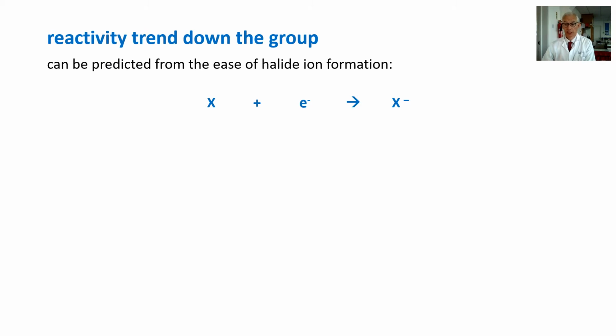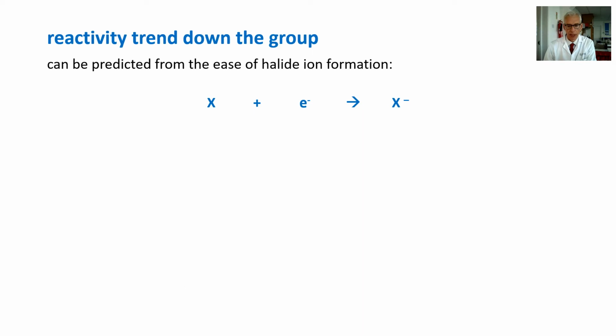It is possible to predict the trend in reactivity down the group, that is down group 7 of the periodic table, on the basis of first principles. Recall that we are in this context talking about the redox chemistry where the halogen gains an electron to form the halide ion. How easily is that electron captured? What is the trend in that ease as the halogen is placed further down the group?